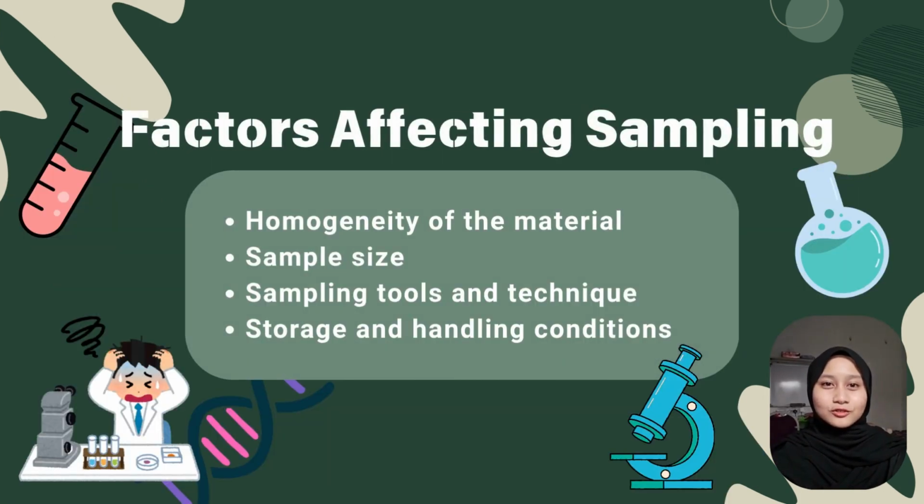So next, we move on to factors affecting sampling. If the material is not homogeneous, meaning it's not evenly mixed, it's harder to take a sample that truly represents the whole batch. The sample size must be large enough to give reliable results. We also need to use the correct sampling tools and techniques to avoid contamination. In addition, the storage and handling conditions must be suitable to keep the sample stable and in good condition until testing.